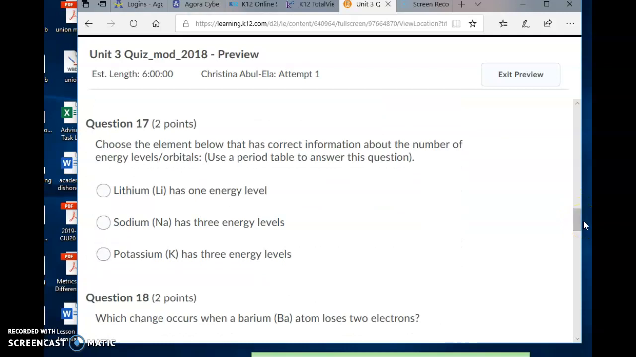Question 17. Choose the element below that has correct information about the number of energy levels or orbitals. Use a periodic table to answer this question. Lithium has 1 energy level or orbital. Sodium has 3 energy levels or orbitals. Potassium has 3 energy levels or orbitals.